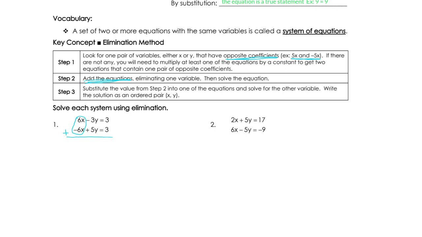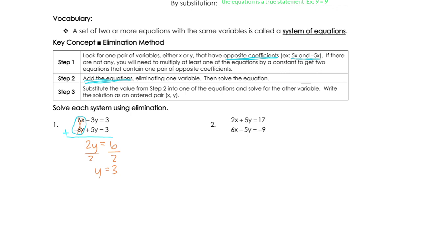We just add everything straight down, and actually you don't have to go from right to left. We're just going to go from left to right here. So 6x minus 6x or plus -6x, it's the same thing. They cancel out. We have -3y plus 5y would give us a 2y, and then equals 3 plus 3 would be 6. Then from here you have a one-step equation. So divide both sides by 2, and you get y is 3.